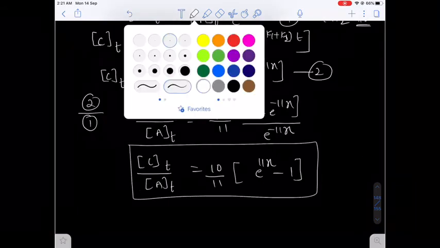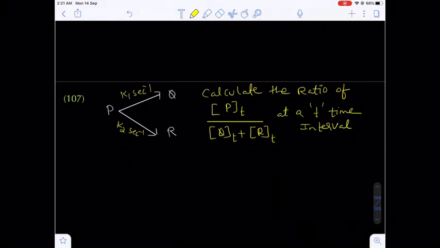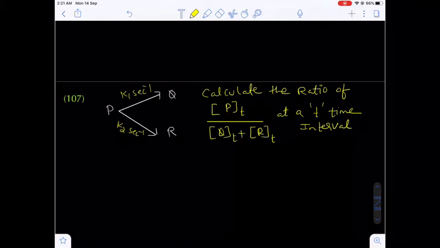Okay. Now come to question number 107. Calculate the ratio of the concentration of P at a time interval t divided by the sum of the concentration of Q and R. What is P? Reactant. What are Q and R? Products at a time interval t. Are you getting my point?